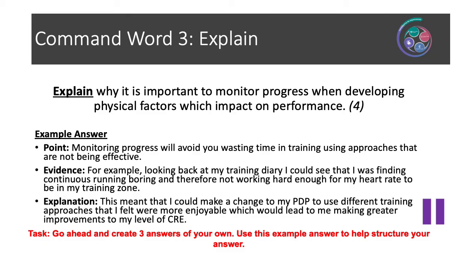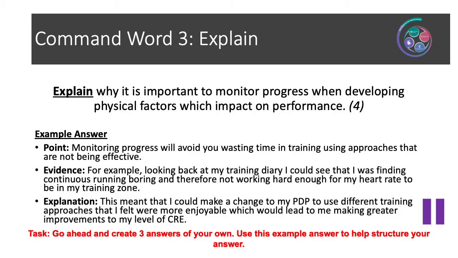In your evidence part, you've got to give an example of that, how you go about doing that. So for example, looking back at my training diary, I could see that I was finding continuous running boring and therefore not working hard enough for my heart rate to be in my training zone. That's an example of you being able to monitor how your training's going and what it's going to tell you.